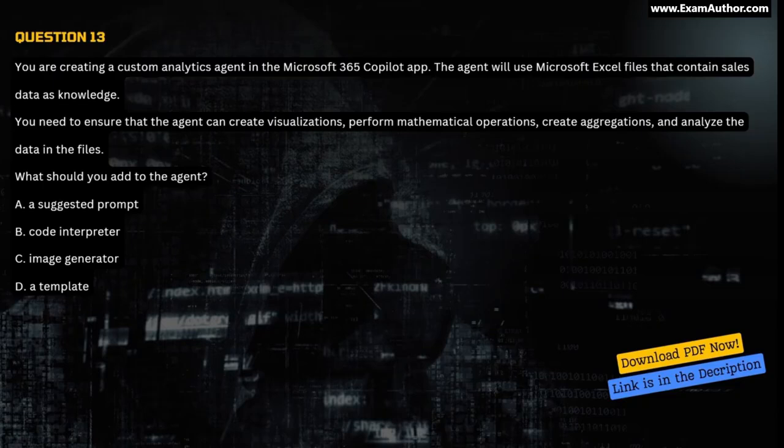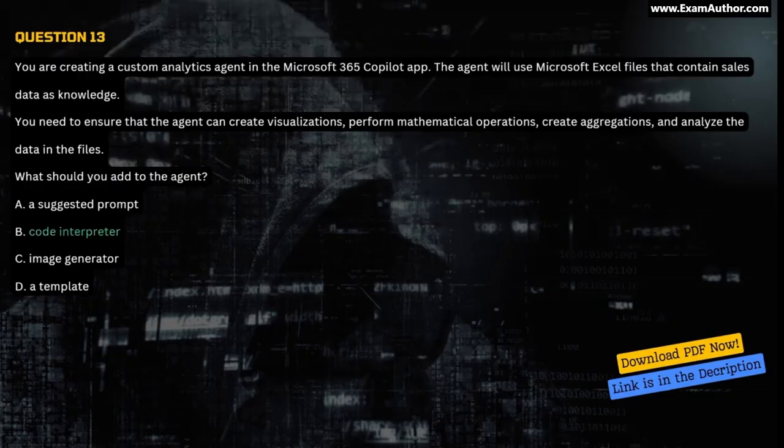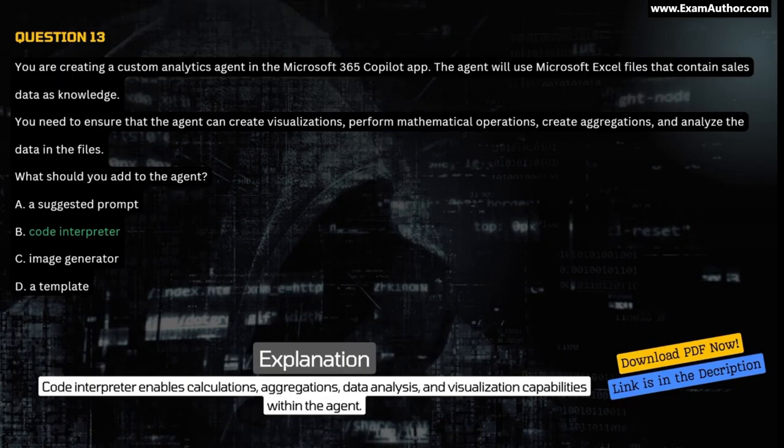You need to ensure that the agent can create visualizations, perform mathematical operations, create aggregations, and analyze the data in the files. What should you add to the agent? A. A suggested prompt. B. Code interpreter. C. Image generator. D. A template. Correct answer B. Code interpreter. Explanation: code interpreter enables calculations, aggregations, data analysis, and visualization capabilities within the agent.